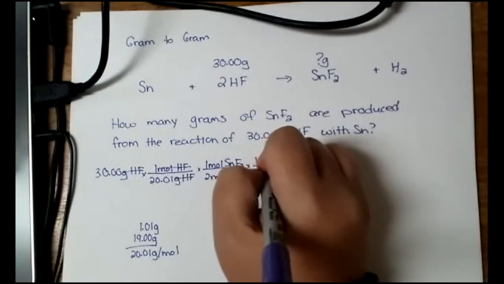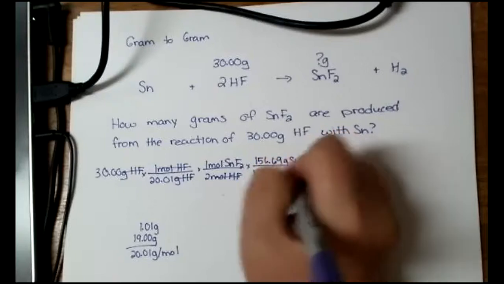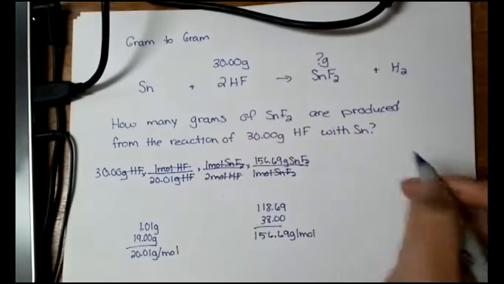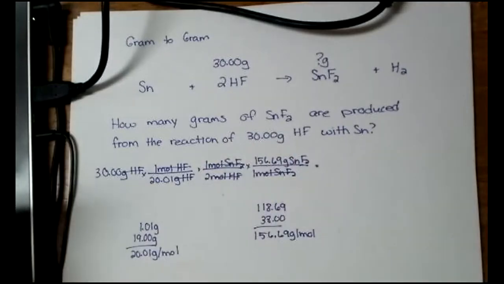So I'm going to put my mole on the bottom and 156.69 grams on top, and that cancels out. Now I run it through my calculator. 30 times 1 times 1 times 156.69, equals, divided by 20.01, divided by 2.